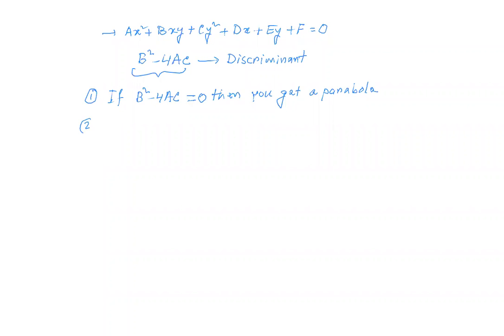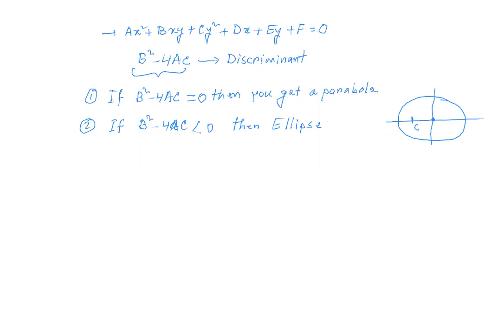Number 2, if b square minus 4ac is less than 0, then you get an ellipse. An ellipse is something like this. So this is called the center, and there is negative c and positive c. These are called foci. Okay, one focal point or the focal point.